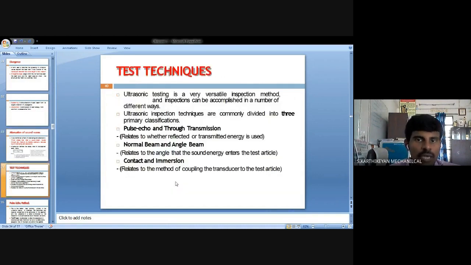The various types involved in ultrasonic testing are noticed here. Ultrasonic testing is widely used in NDT. The common three categories are pulse echo and through transmission, normal beam and angle beam, and contact and immersion type. The first category is pulse echo and through transmission, the second is normal beam and angle beam, and the third is contact and immersion type.